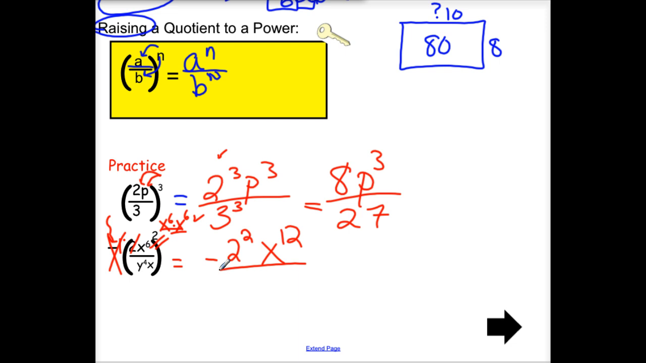On the bottom, I've got y to the 4th squared, power to a power. I multiply them. 2 y to the 4ths. 2y to the 4th and another one. I'm going to have 8 y's in that expansion. And then I've got x to the 2nd.